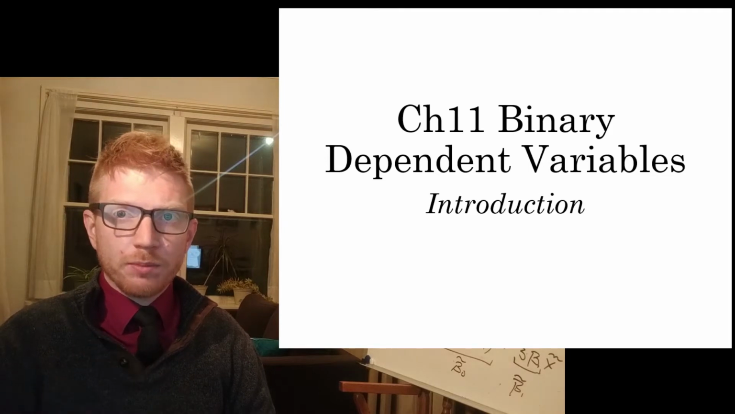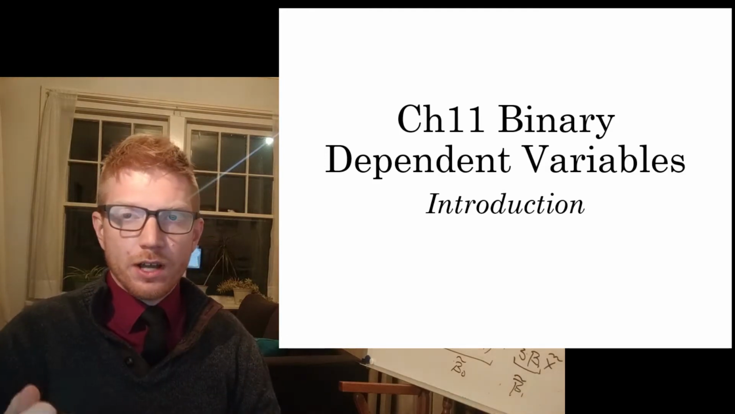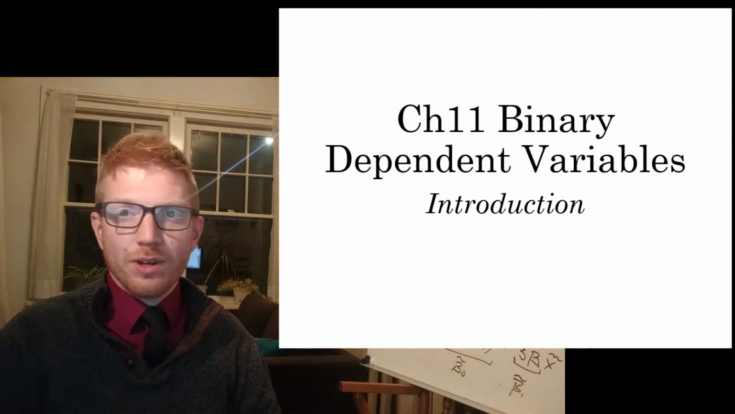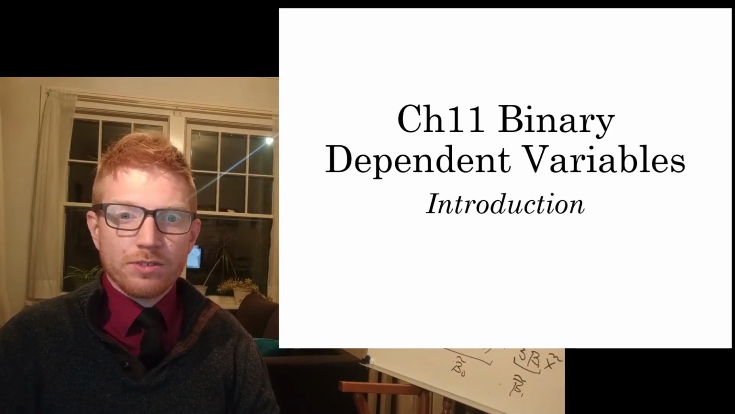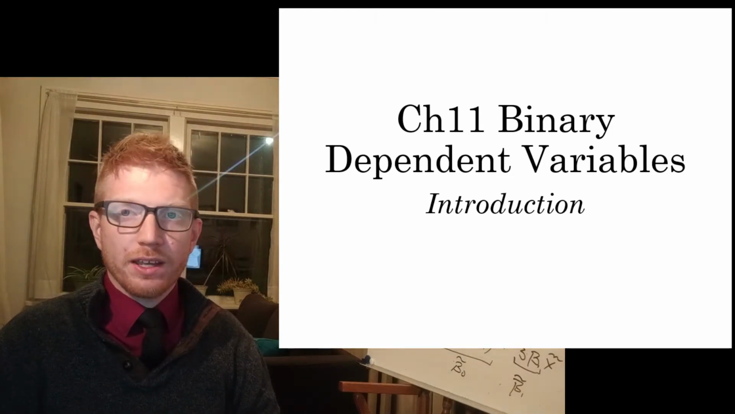Binary variables we've seen before, they're either 1 or 0. They are an outcome that either happens or it does not. You either pass econometrics or you do not. Your test result for COVID-19 either comes back positive or comes back negative.